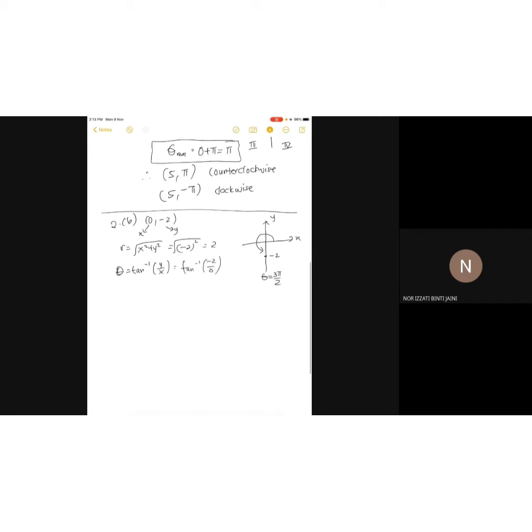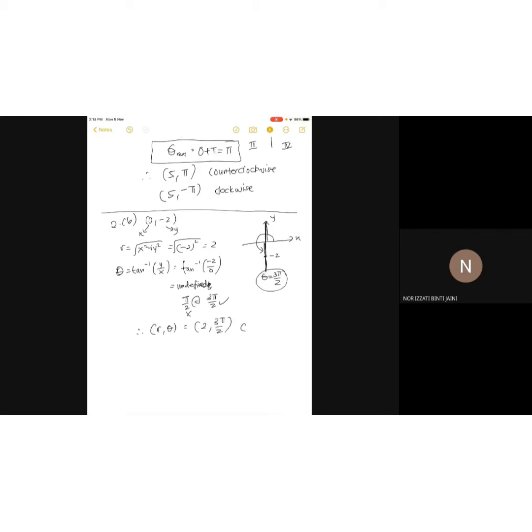Okay, ni tak ada lah kan, which is undefined. So kalau tangent undefined, dia ada dua tempat saja. Dia ada dekat atas ni atau bawah ni, which is it can be pi over 2 or 3 pi over 2. Okay, so bila awak lukis point, obviously dia pada 3 pi per 2. And then boleh buatlah dah, which is r theta equals to 3 pi over 2.